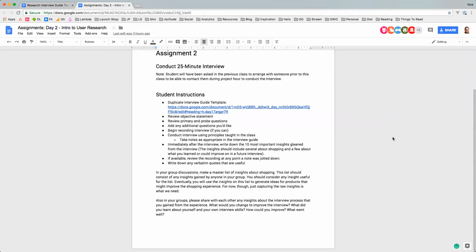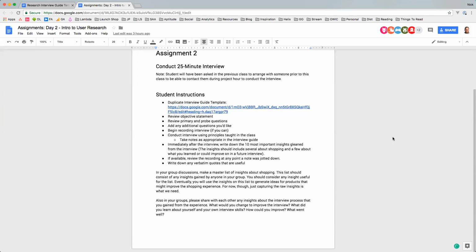Also in your groups, please feel free to share any of the insights about the interview process that you gleaned from the experience. What would you change to improve the interview? What did you learn about yourself and your own interview skills? How could you improve, and what went well? And I think you'll be well on your way to being a UX designer after this.